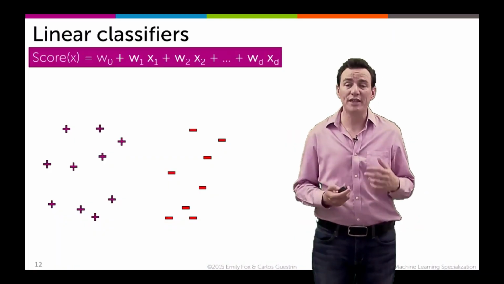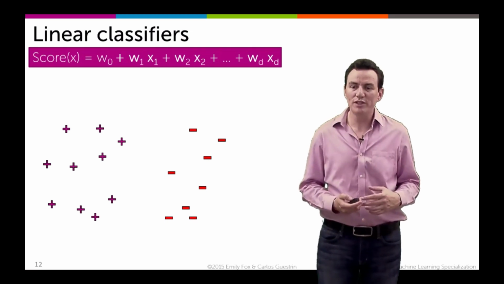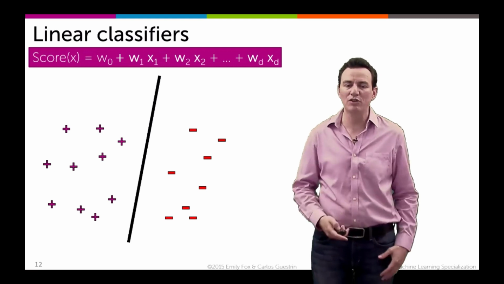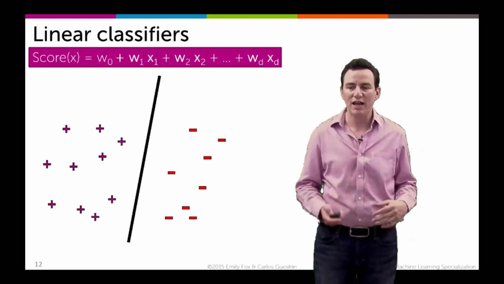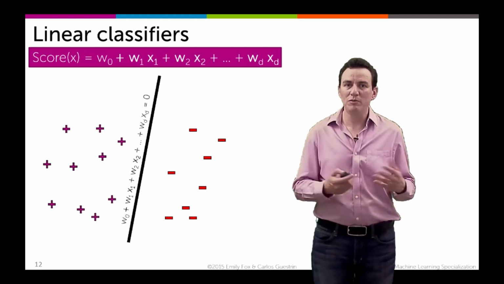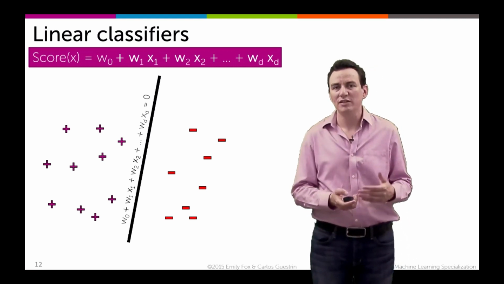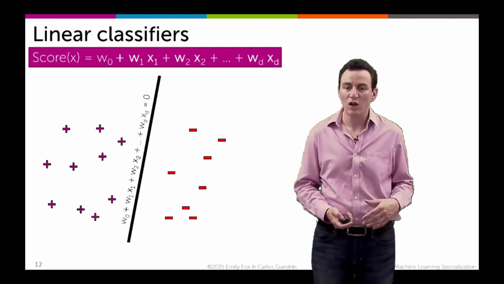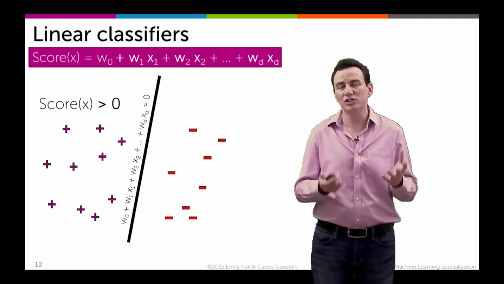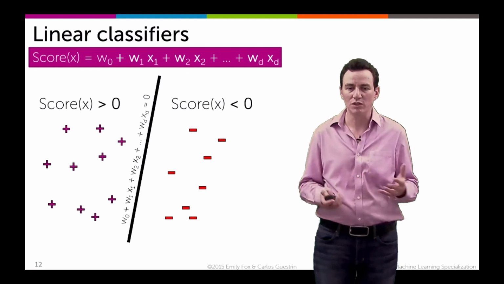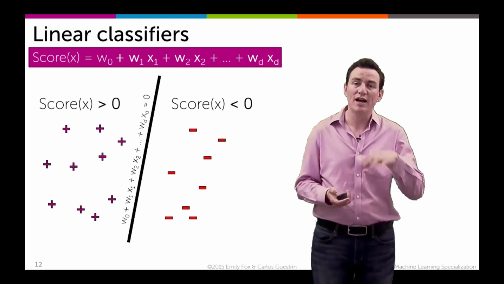Now, let's go back to classification and just do a little review. We discussed linear classifiers, which create this line or linear decision boundary between, say, the positive class and the negative class. And that boundary is stated by the score, W0 plus W1 times the first feature, X1, W2 times the second feature, X2, and so on. On the positive side, the score is greater than 0, and on the negative side, the score is less than 0. So if I have this nice score function, I can separate the positives from the negatives.